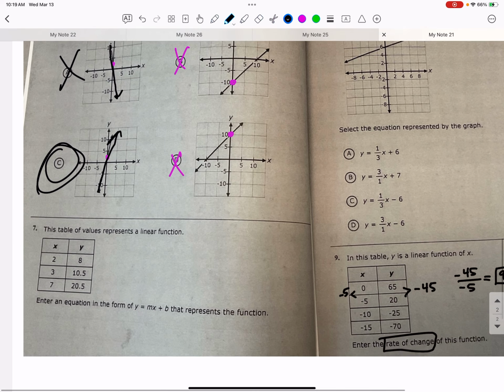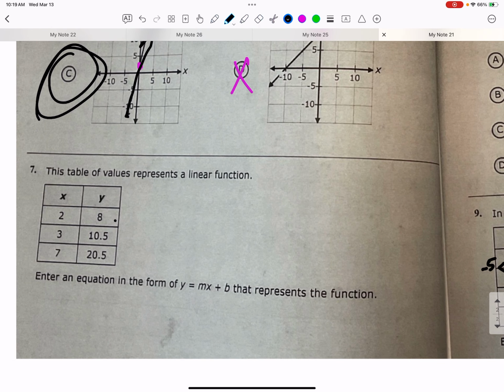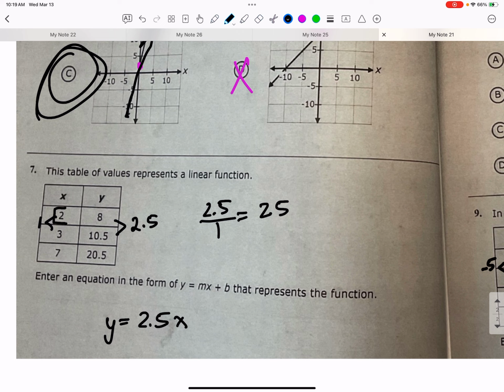7, what could this be? Let's see. This goes up 2.5. This goes over 1, so 2.5 divided by 1 equals 2.5. So now we have y equals 2.5x. Now, what's the begin on blue number? Let's see. We take our x and we multiply by 2.5. If I take 2 and multiply it by 2.5, it goes to 5. But I need to go to 8, so I still need to add 3 more. There we go.